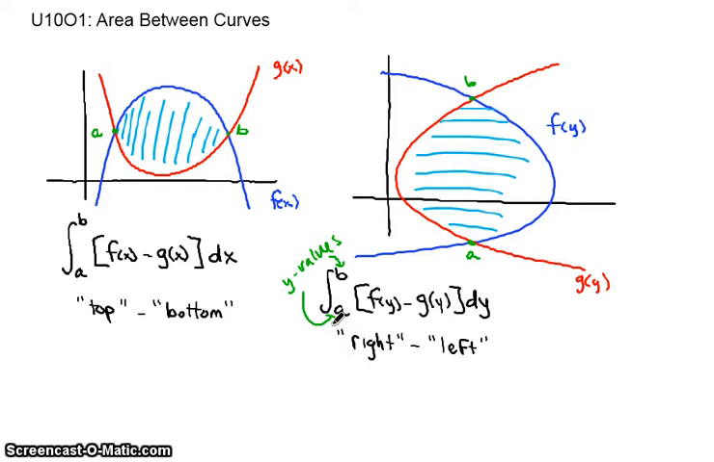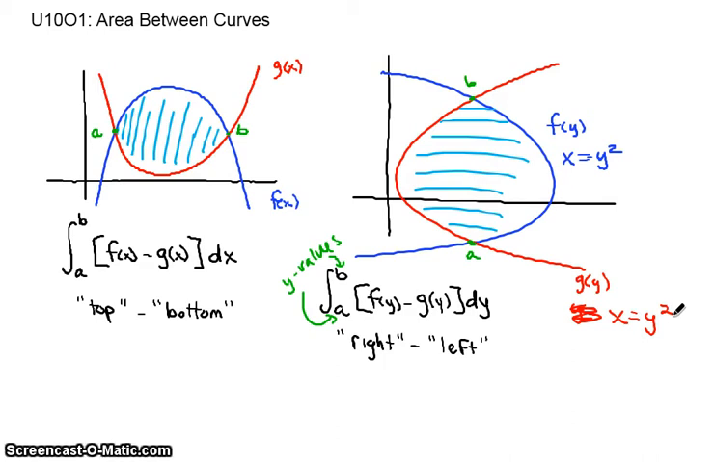So sometimes it will be written in such a way where they'll say, over here we can say that x equals y squared. It's actually negative y squared. And this function would be x equals y squared. So that's how we're going to know we want to integrate with respect to y. It'll say x equals something in terms of y instead of y equals something in terms of x.